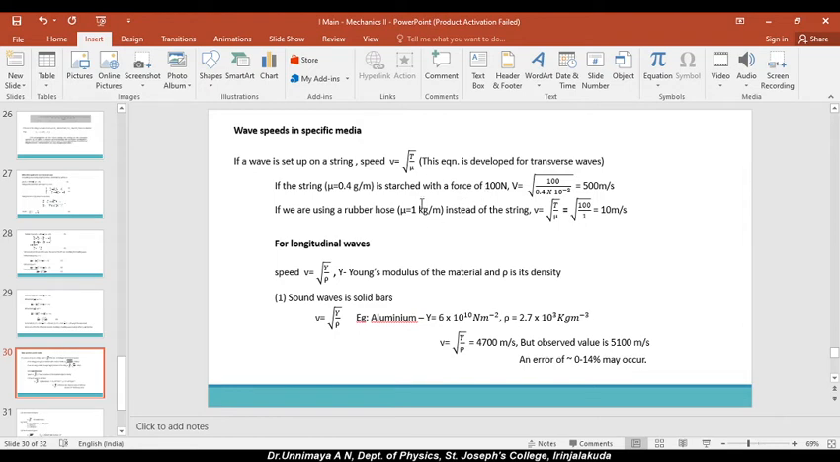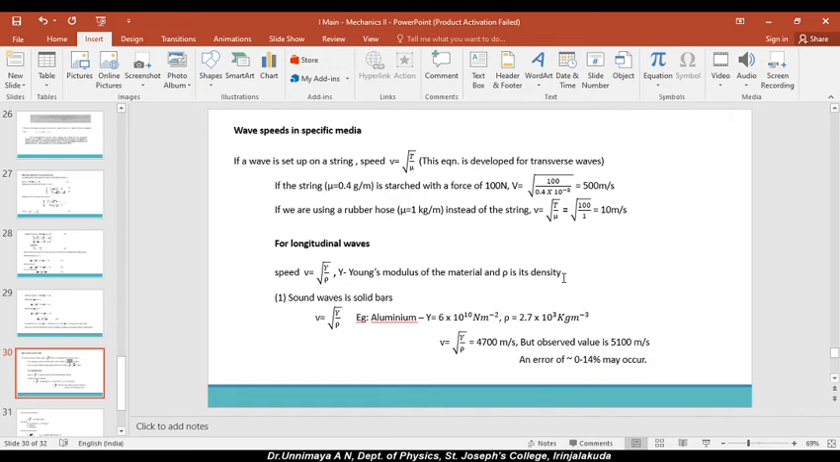This is the case for a transverse wave on a stretched string and a stretched rubber hose. And for longitudinal waves, we have to replace v is equal to root T by mu with v is equal to root Y by rho, where Y is Young's modulus of the material and rho its density. So for transverse waves, the speed of the progressive wave is v equal to root T by mu, and for longitudinal waves, speed v is equal to root Y by rho, where Y is Young's modulus of the material and rho is its density.